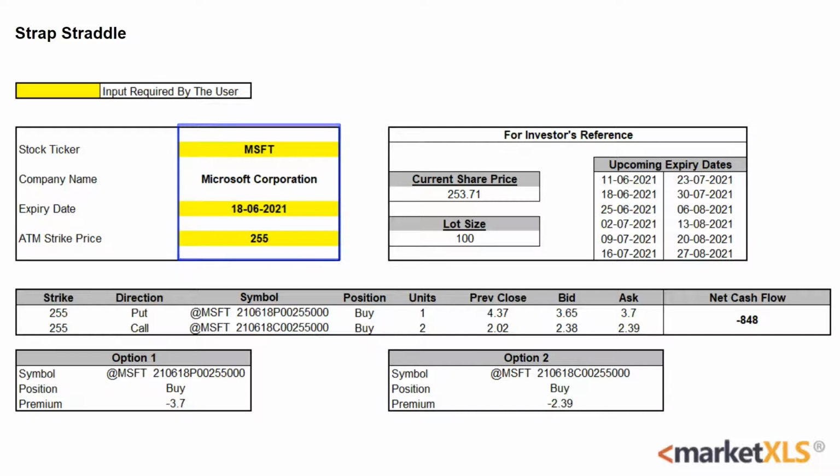Upcoming expiry dates are available for reference on the side, and for the purpose of this video, we'll be using Microsoft. Expiry date as 18 June, and the ATM strike price is $2.55. We've bought one ATM $2.55 put as well as two ATM $2.55 call option contracts of Microsoft. We've built the net debit strategy and paid $8.48 to enter into the trade, which is reflected in the net cash flow section.